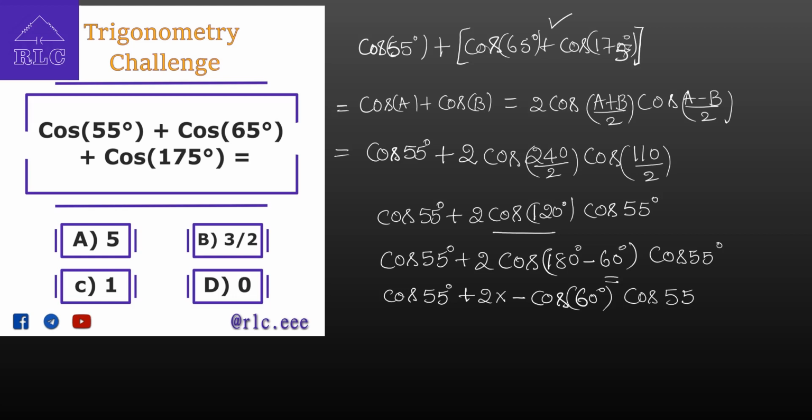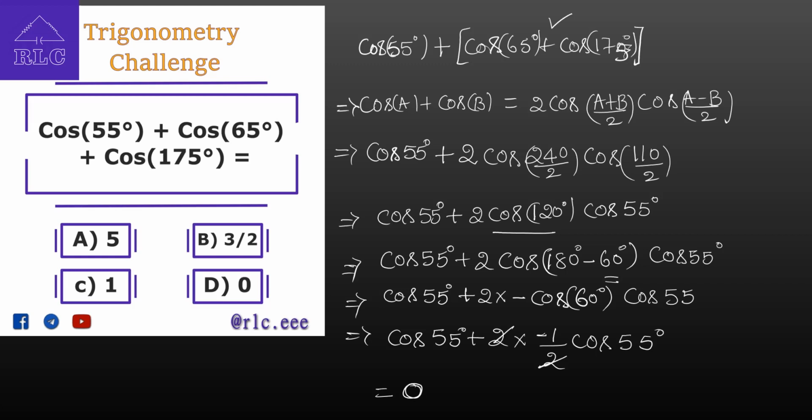So this will be equal to cos 55 degrees plus 2 into, what is this actually, cos 60 degrees means 1 by 2 with negative symbol, into cos 55 degrees. So the 2 gets cancelled. Cos 55 degrees minus cos 55 degrees, so the overall value is 0.